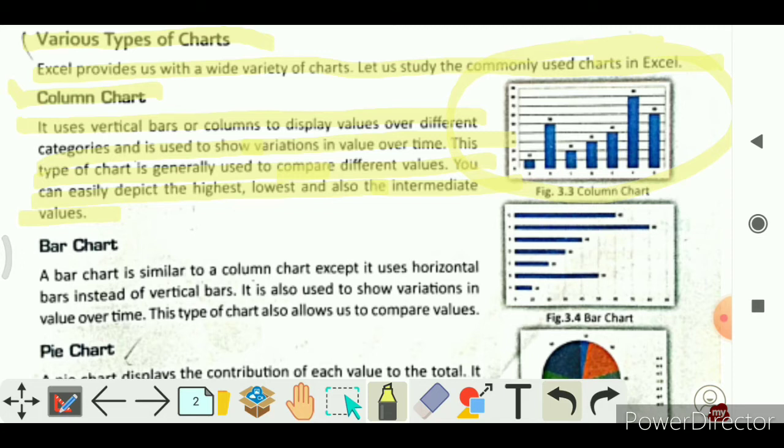Compare the values over the time, and by watching this column chart we can easily find which one is lower, which one is highest, which ones are intermediate. So this chart depicts very easily the variation in data, variation in values over time, right?